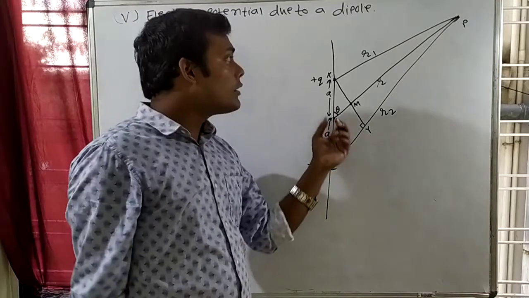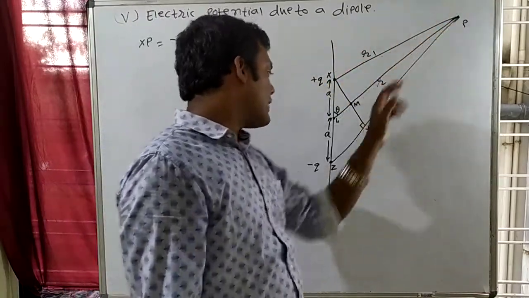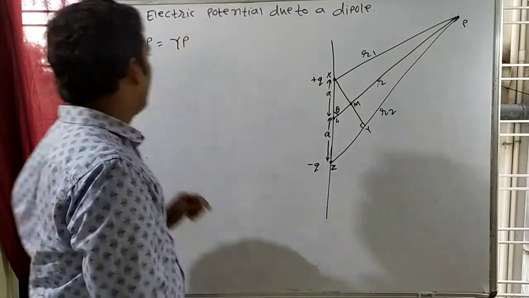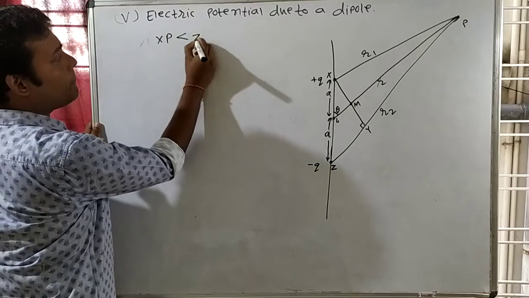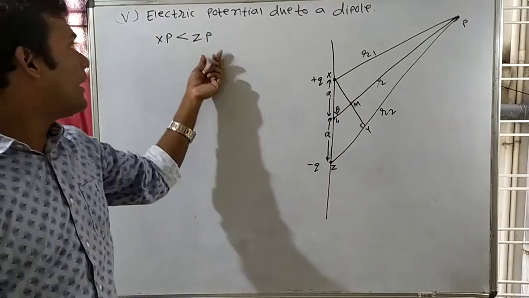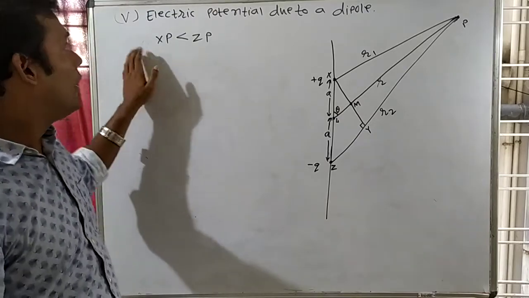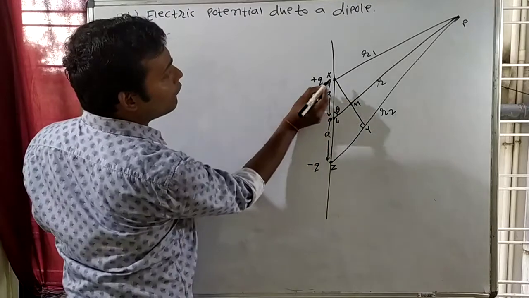Why? Because from this figure you can say that XP distance is less than ZP distance. Can we see this thing? Can we say that XP is less than ZP? So can we say that ZP is more than XP? ZP is more than XP, right? How much more? So for knowing that thing, what will I do?